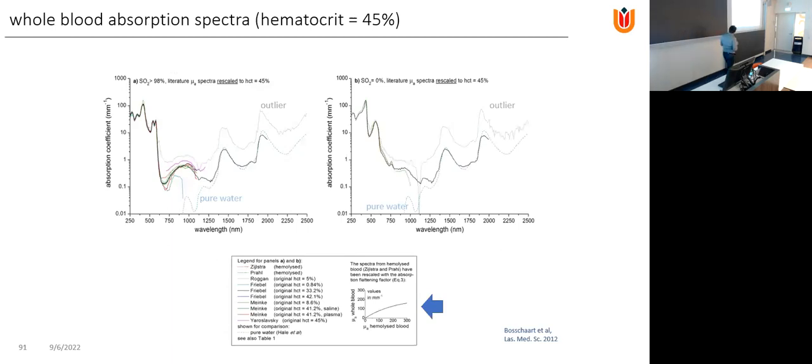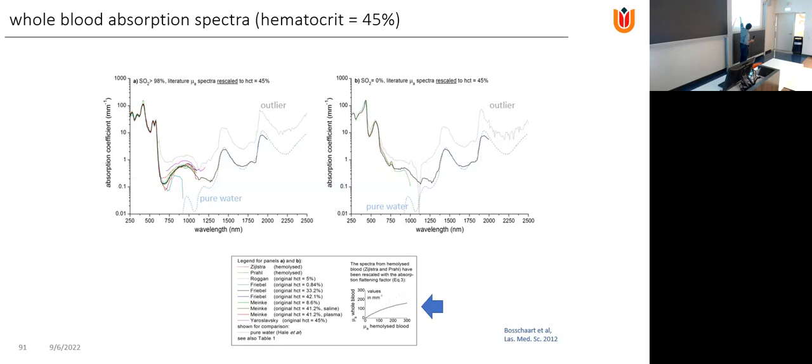So what you see here, these two graphs are literature spectra. The source spectra are here, so we have measurements that were taken at 5% dilution, at 33%. So it's a huge range of different experiments. They were all scaled back to the common concentration here, 45% hematocrit, so it is almost the concentration of red blood cells in blood for, let's say, a healthy man. It's a little less.